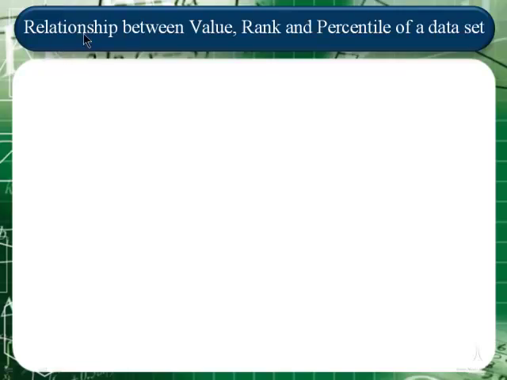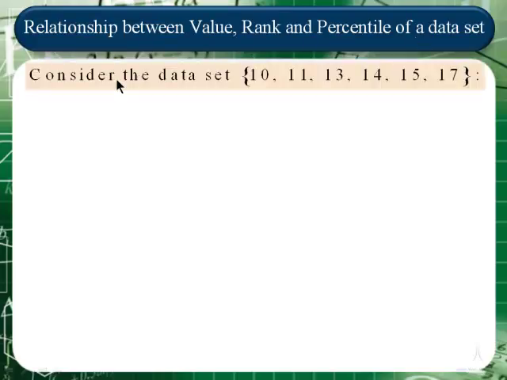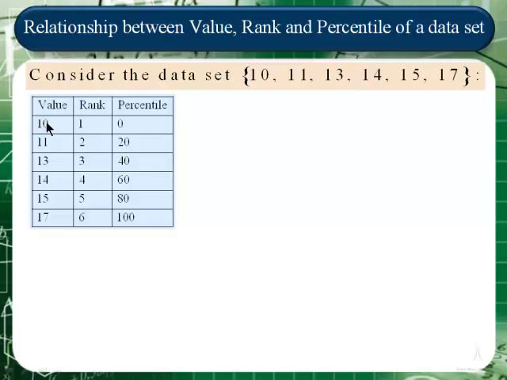Let us look at the relationship between value, rank, and percentile of a data set. Consider this particular set of data consisting of 6 observations. We can easily write down the observations, the value of each. We can rank each because it's arranged. The question is, why are the percentiles as indicated?